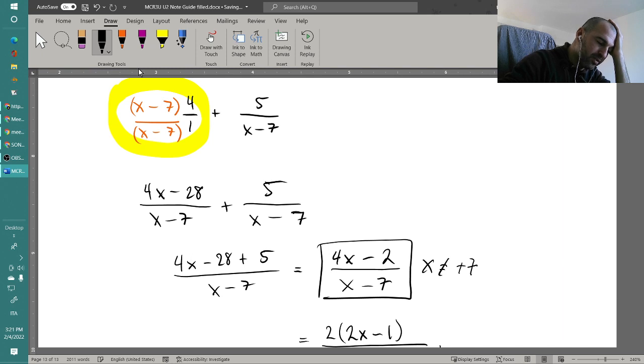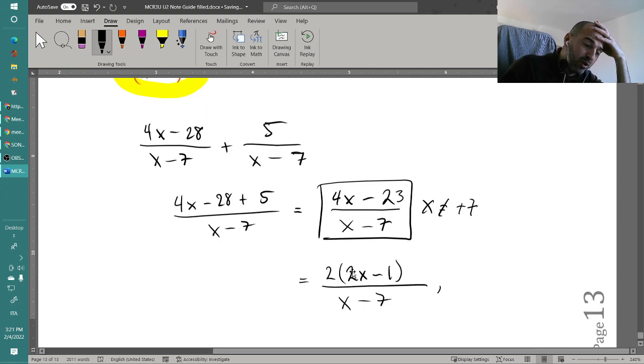28 minus, and then negative 28 minus 5 is 23. Is that right? Plus 5. There we go. It's not erasing. There it goes. 25. 23, actually. 23. All right.